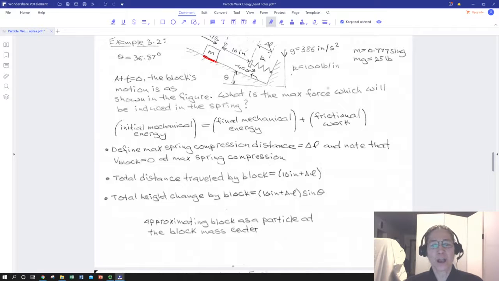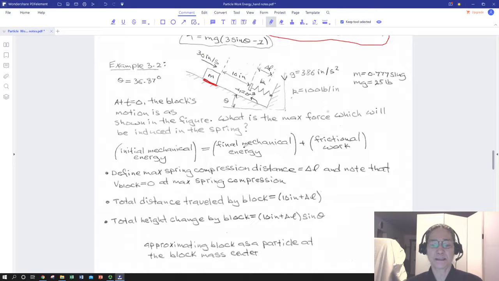We can notice that the block has to travel 10 inches before it even starts to compress the spring, and then its distance of travel to the point of maximum spring compression will be that delta L. So the total distance traveled is 10 inches plus delta L, and that's going to be the distance over which the frictional work is done, which will help give us a way to calculate that. And we have a theta angle for the block, which we're given as 36.87 degrees. So that'll help us calculate the work done by gravity or change in gravitational potential energy, if you will, as well as helping us calculate any distances.